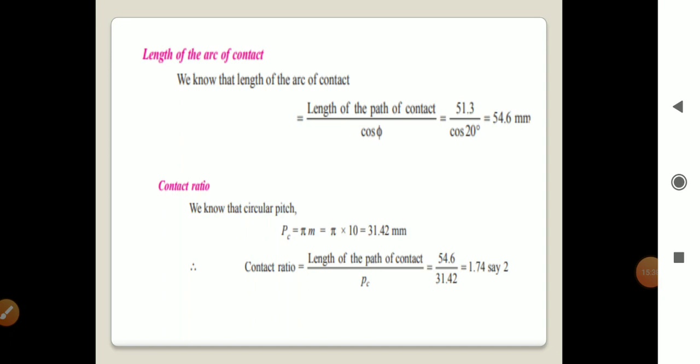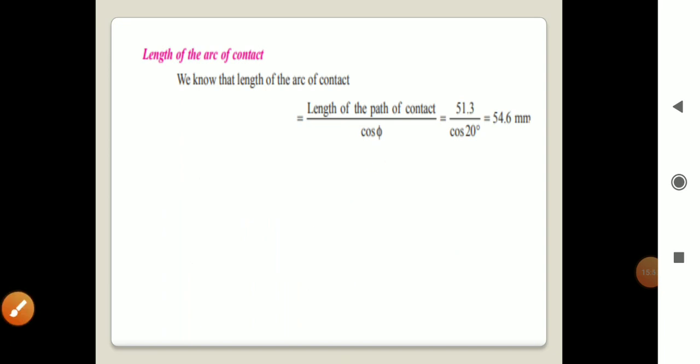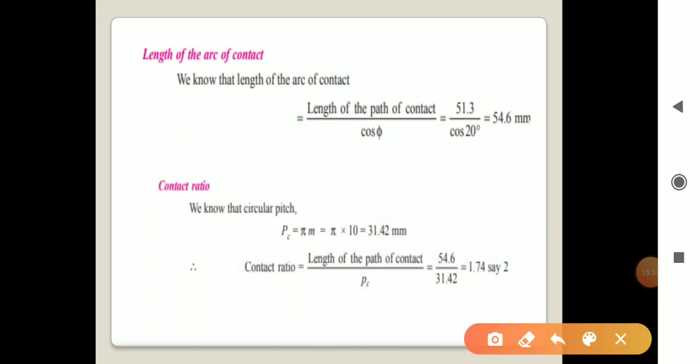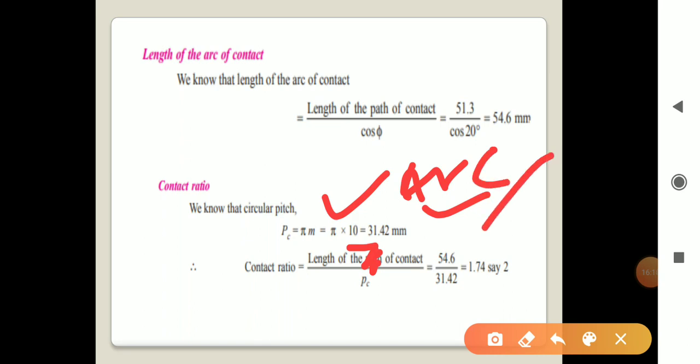That is the circular pitch. C stands for circular, P stands for pitch. So earlier we got the arc of contact, and PC is nothing but pi into m. Pi is constant and m is given in the problem. So put the values. We got PC equal to 31.42 mm. Now the contact ratio is equal to the length of arc of contact divided by PC. Mistakenly I wrote path of contact here, but it is not path of contact, it is the length of arc of contact divided by PC.